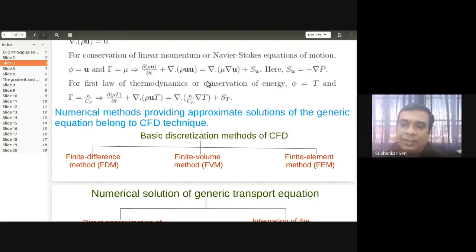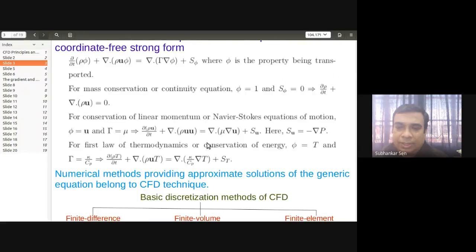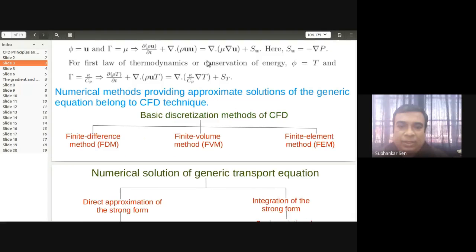Around the 1970s, this finite element method was originally being used for solid dynamics problems. Around the 1970s, people were trying to implement the finite element method for fluid dynamics problems. They got some problems because of these convective terms. Then they found some solutions and they started using the FEM also for fluid dynamics problems. So these are the three foundations of the CFD solution techniques.